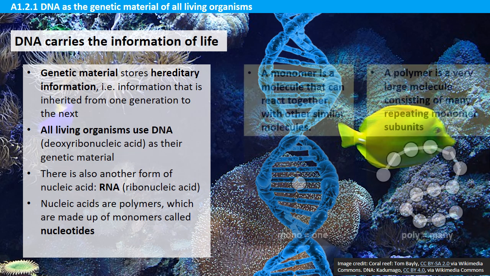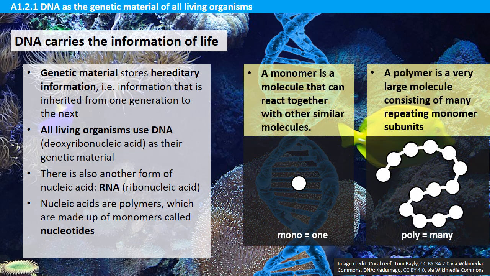Nucleic acids are polymers, which are made up of monomers called nucleotides. Mono means one, and poly means many.